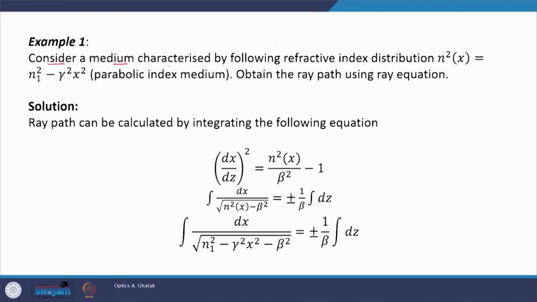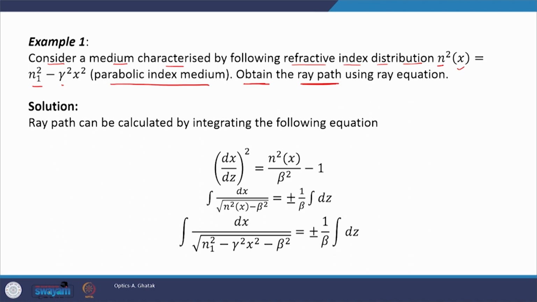The first problem is from ray tracing, and here we will use the ray equation. The problem states as follows. Consider a medium characterized by the following refractive index distribution: the square of the refractive index, which is a function of x, is given as n1 square minus gamma square into x square, which of course is a parabolic index medium. The question asks for the ray path using the ray equation.